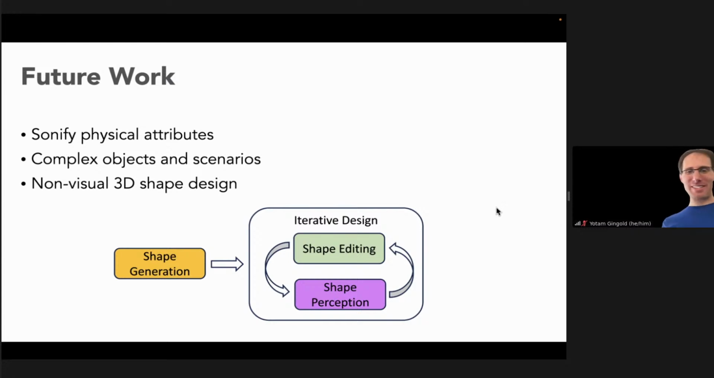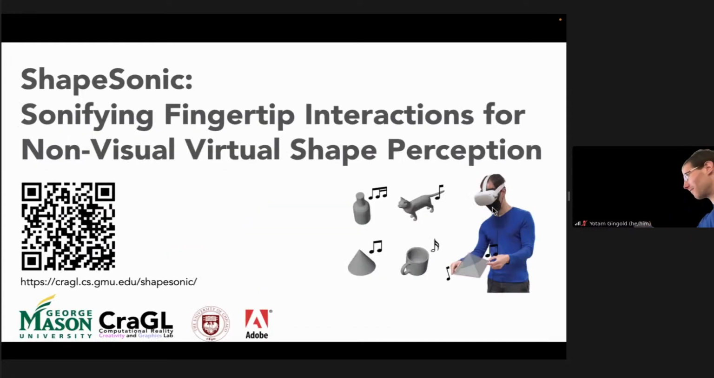And so that's Shape Sonic. You can actually download some APKs for Quest, so you can do that. And I will very briefly talk about thought. I have 10 more minutes, is that right? Yeah. Okay.